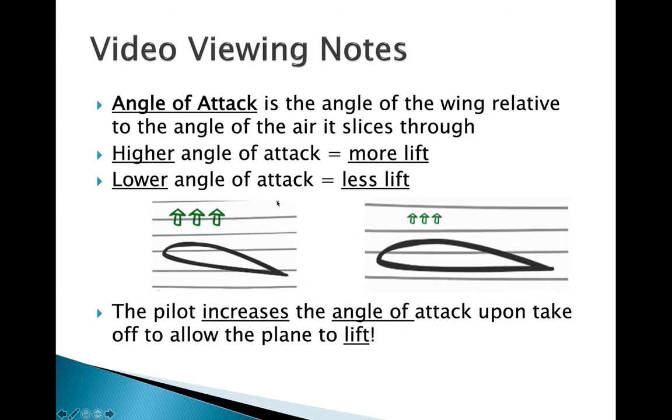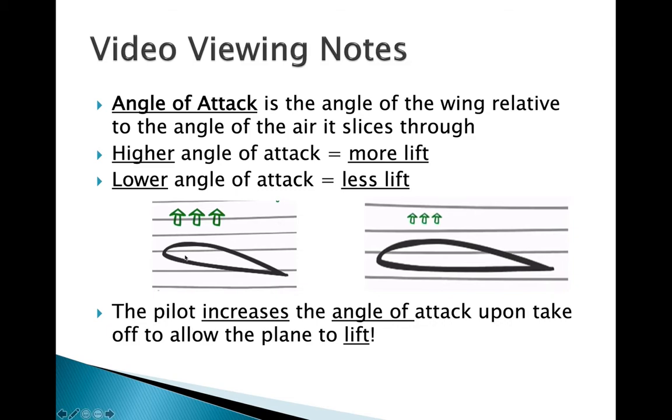You don't have to write this in if you don't want to, but it is still kind of cool to be able to visualize. So the angle of attack is the angle of the wing relative to the angle of the air that it slices through. So the air that it slices through is obviously going in this direction, unless it's like a crazy storm, then it'd be going in different directions, and the pilot has to use their skills to balance the plane.